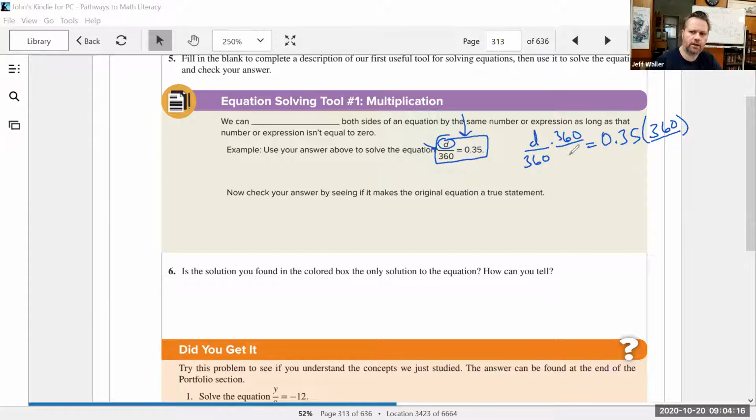I'll show you an example of what goes wrong when you don't. So the 360s go away, and I get D is 0.7 times 180, 1.4 times 90, 14 times 9. 14 times 9, Jeff. 126. Nobody's going to help me, so you're on your own, Jeff. I think it's 126. Yay. It took me too long to do.